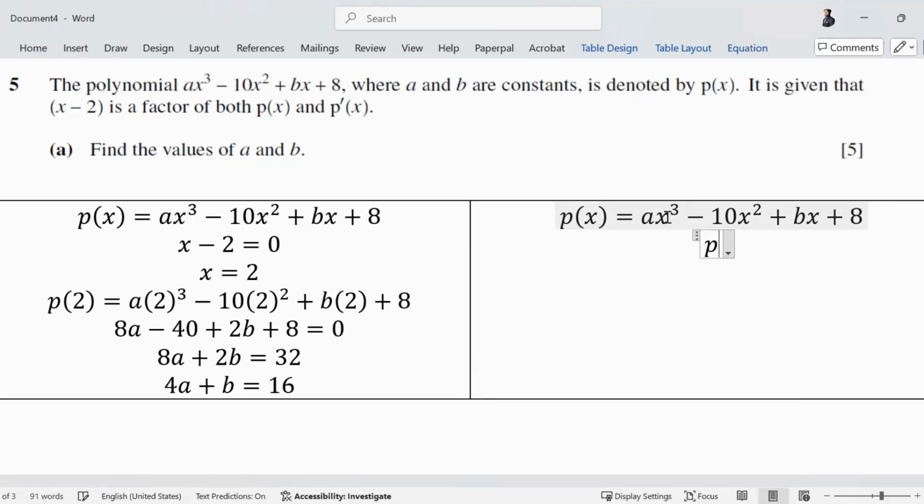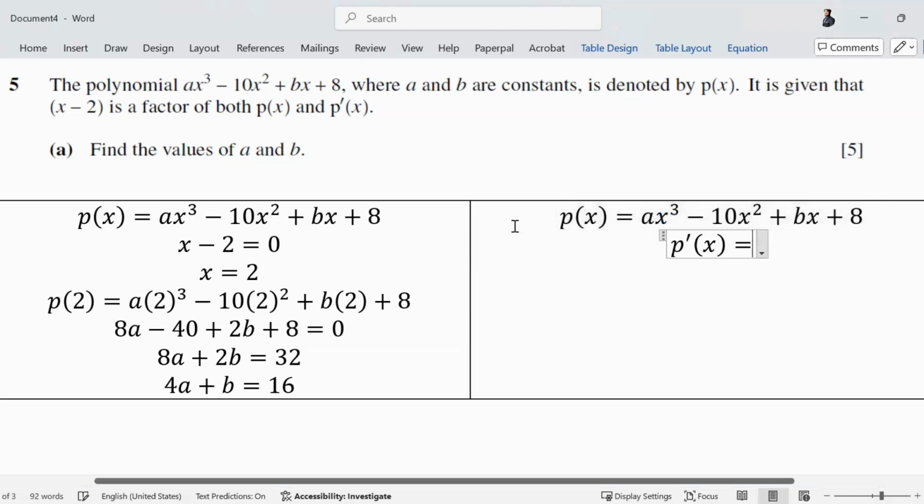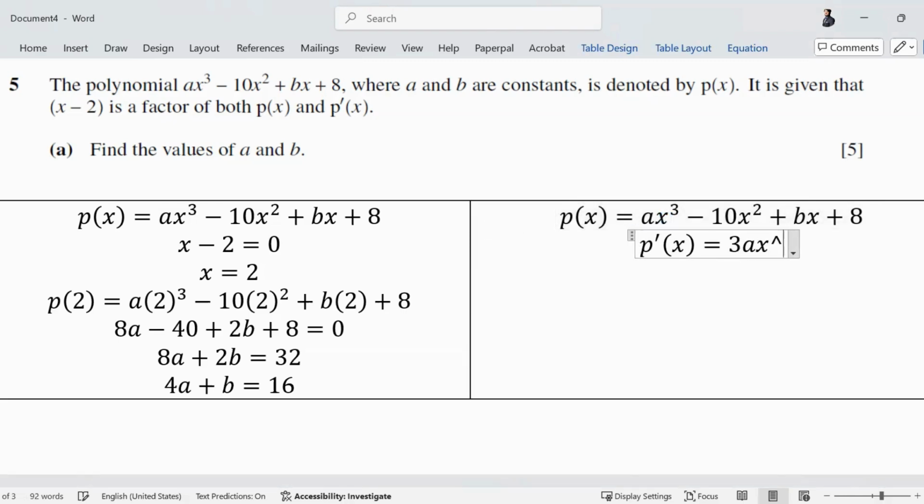Basic differentiation, just AS level, very basic differentiation. 3ax square minus 20x plus b. Remember, it is assumed that you've already done P1 when you're coming to study P3. So some very basic concepts of AS level can be addressed over here.